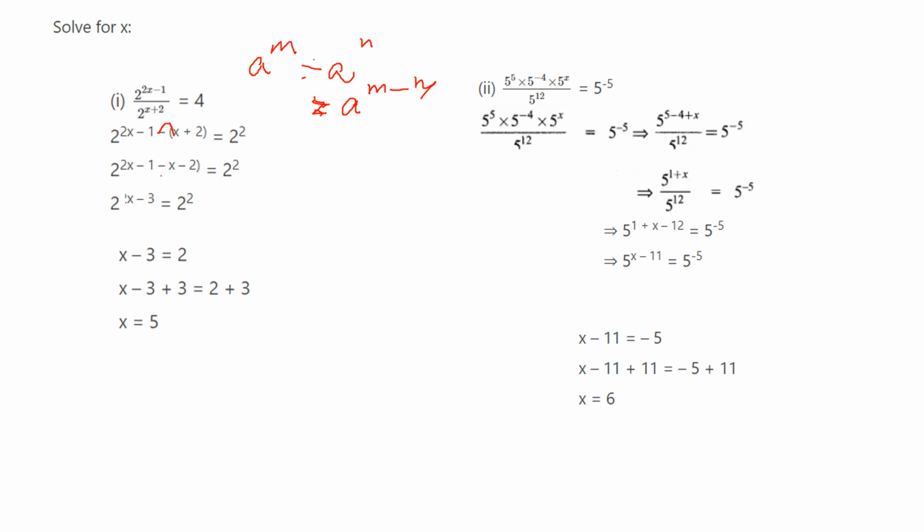Next 2x minus x is what? x. Minus 1 minus 2, minus 3. Therefore 2 to the power x minus 3 equal to 2 square. Here you see base equal, so power you can equate. So x minus 3 equal to 2 means x equal to 2, that minus 3 will go to the right hand side, so plus 3, so x equal to 5.